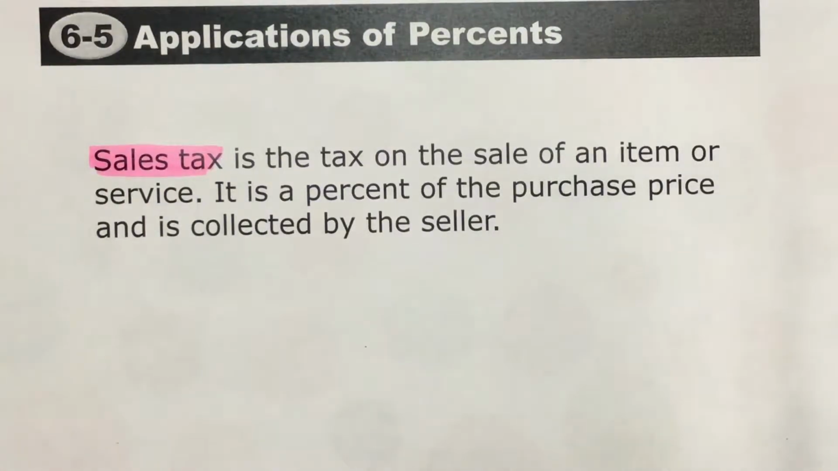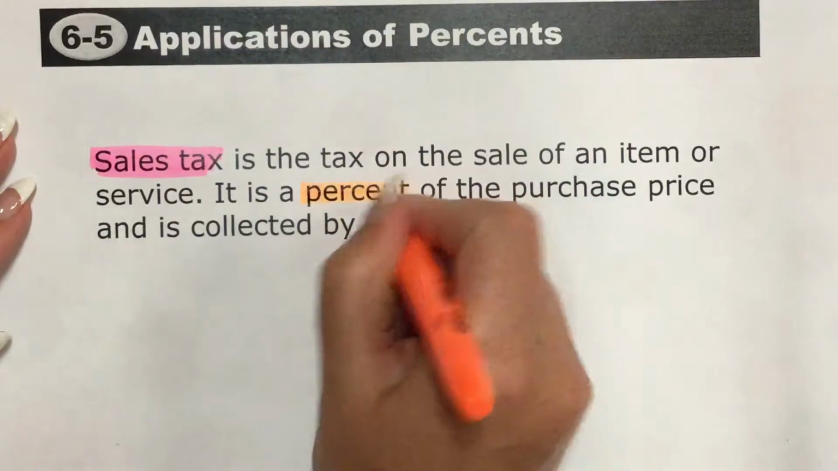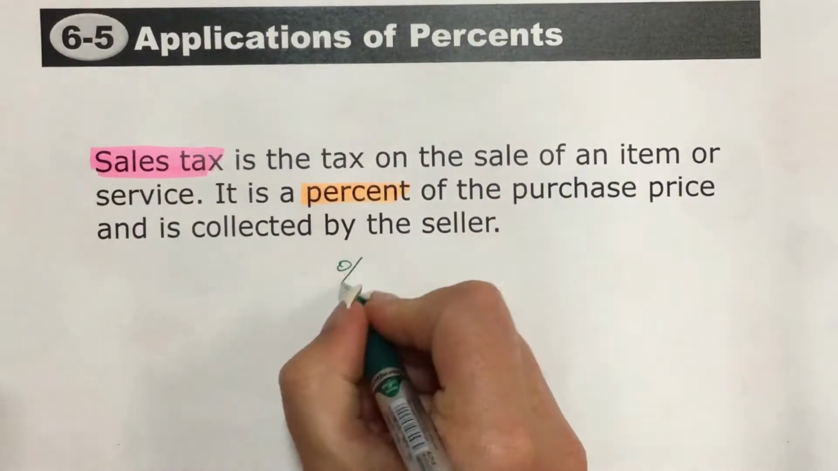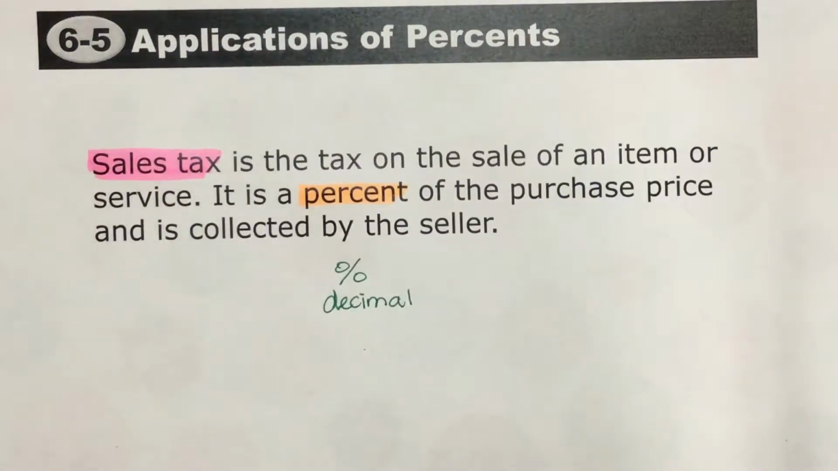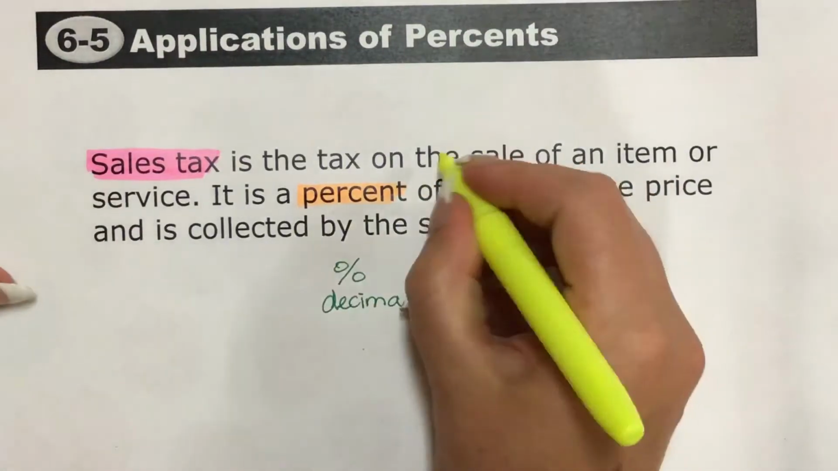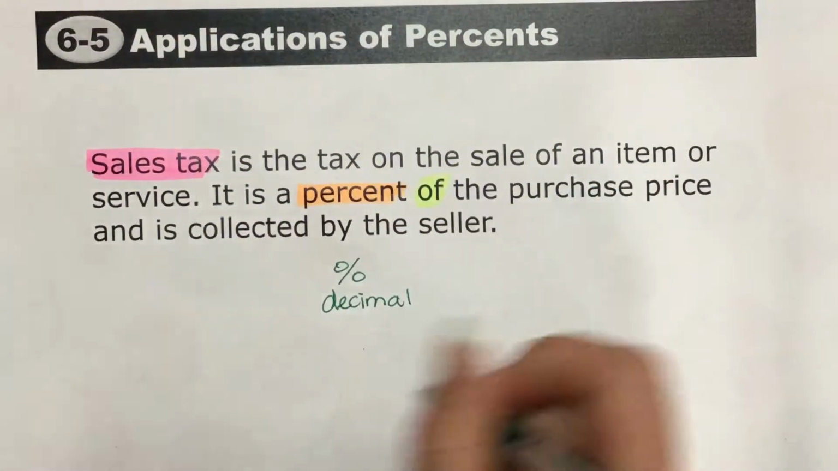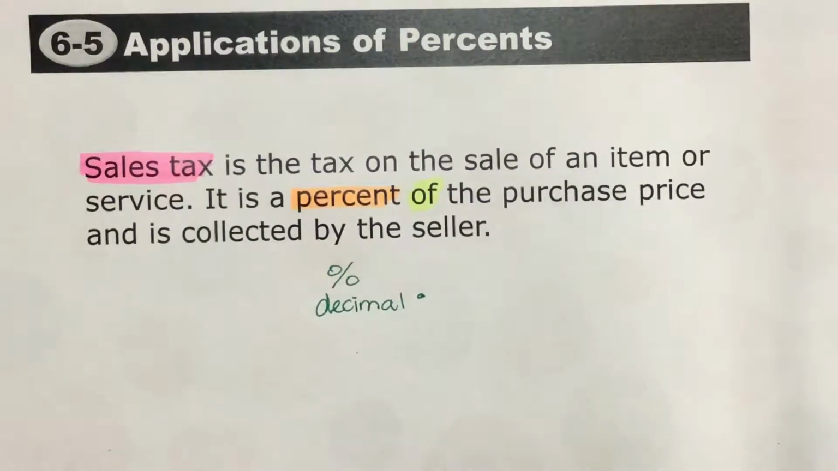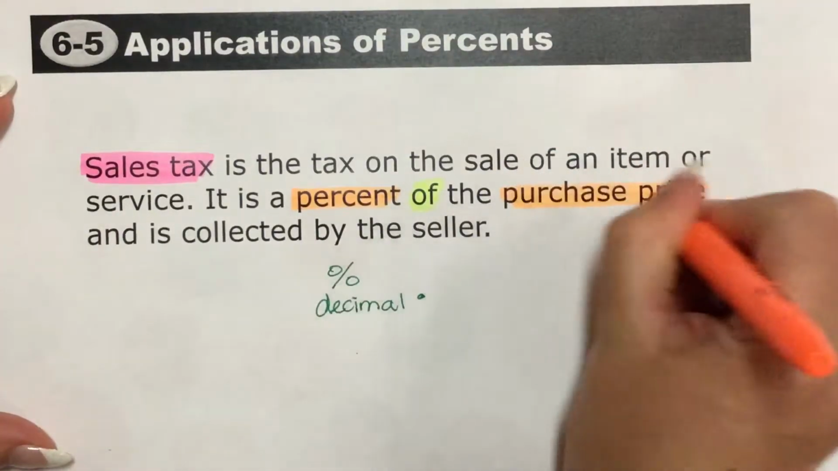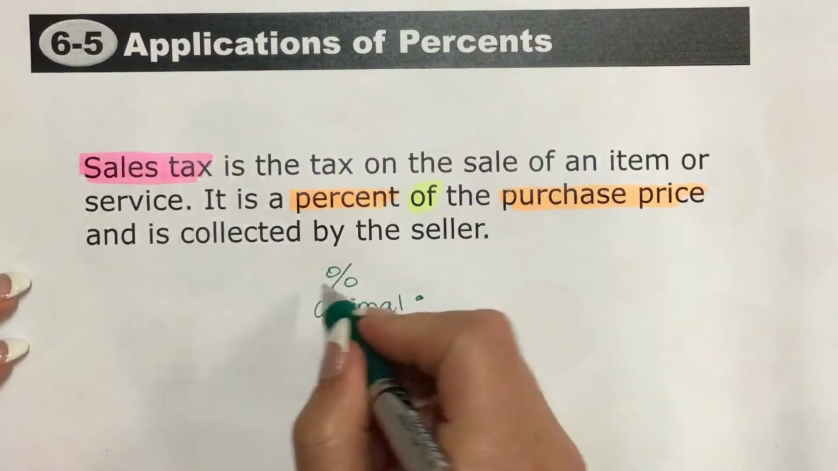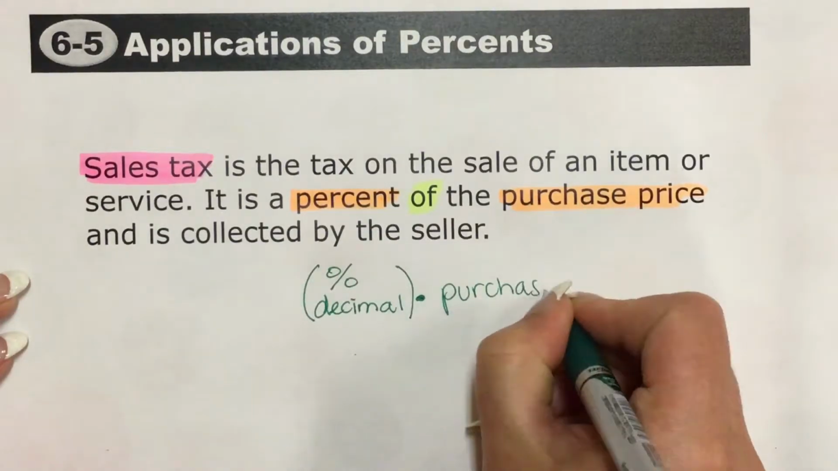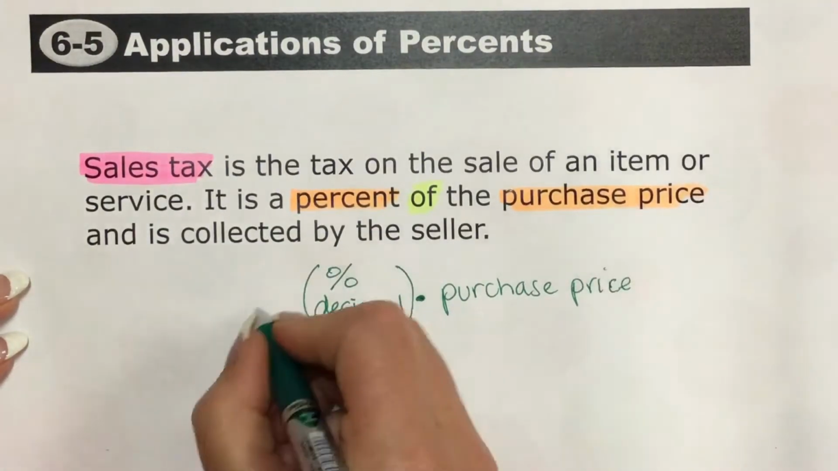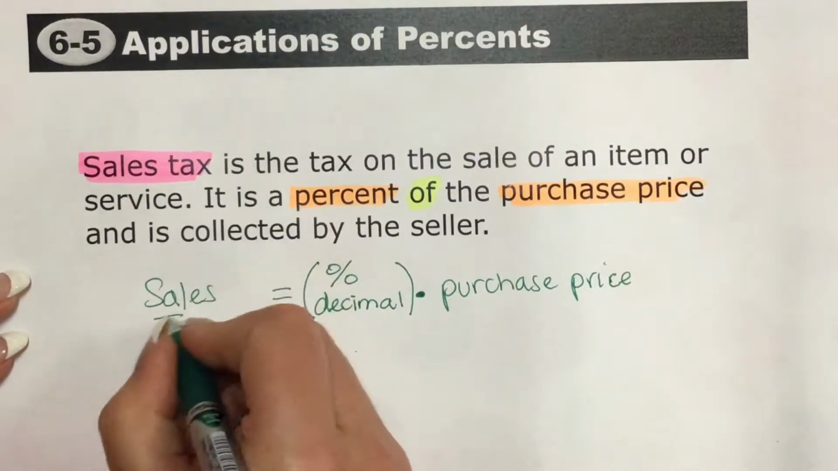So we have our little equation right here. It's the percent in the form of a decimal of, and "of" means that it is multiplied by the purchase price. So it's the percentage in the form of a decimal multiplied by the purchase price. And that is how you determine what the sales tax is.